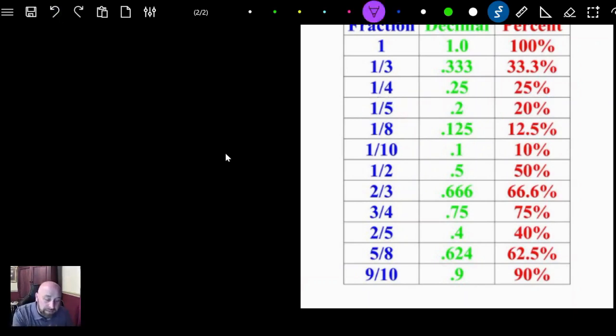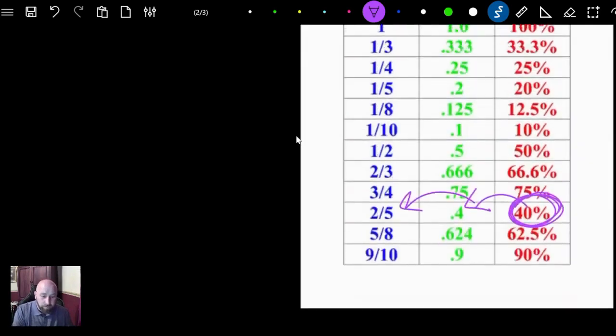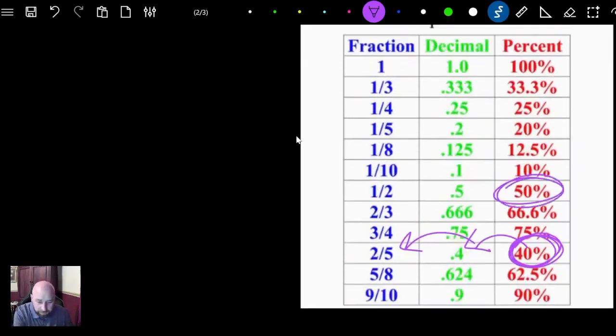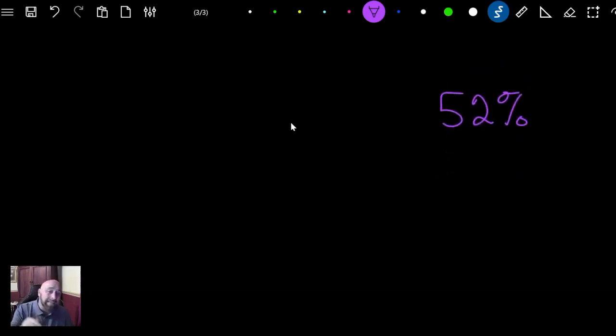Also, I want to teach you how to go from percent back to fraction. All right, because sometimes you need to do that. Sometimes you need to take something back to a fraction. So let's come up with a random one, and let's see what it looks like as a fraction. So let's do 52%. Well, that one's not on our chart. Look, we have 50% on our chart right there, but we don't have 52%. So the question is, how do I get that back to a fraction?